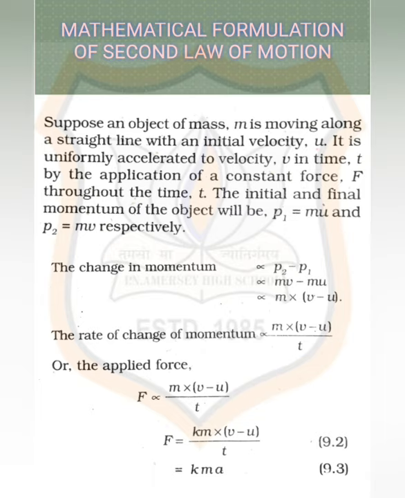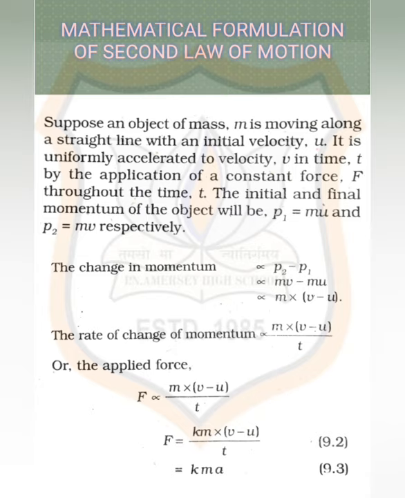And the rate of change of momentum, which is the second law of motion, is directly proportional to m(v minus u) divided by t. And on applying force, F is directly proportional to m into (v minus u) upon t. Or we can say F is equal to k into m(v minus u) upon t, where k is the constant of proportionality.